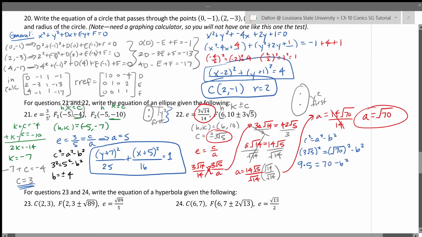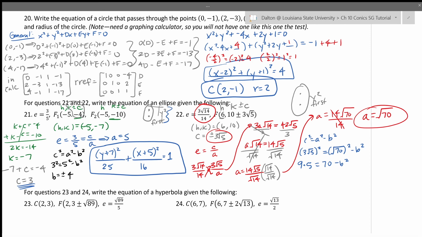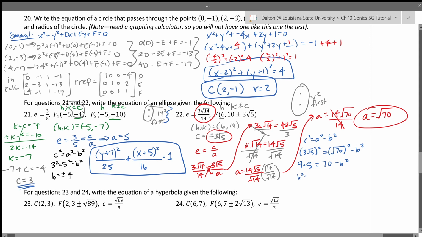Okay, 9 times 5 is 45. Then when you subtract 45 from 70, you get 25. You move that b squared to the other side. You end up with b squared is equal to 25, which implies that b is plus or minus 5, which is a lovely number. And there's the missing piece. You need a and b and h and k, which you have.